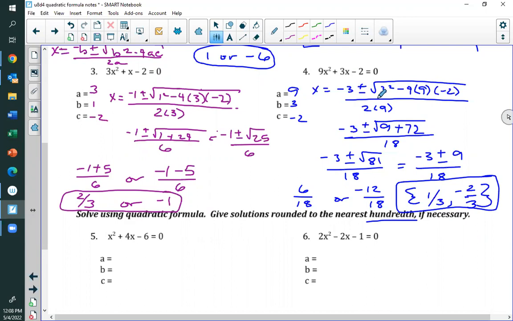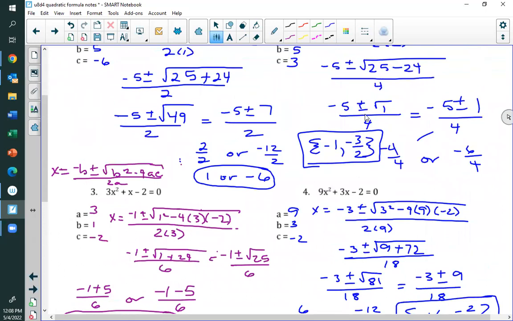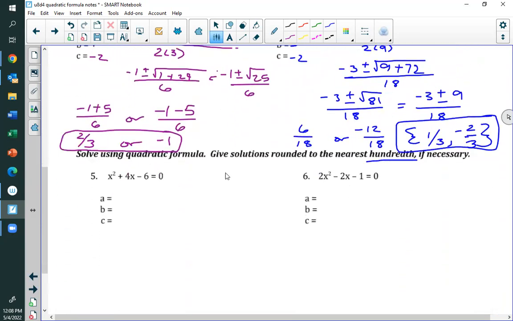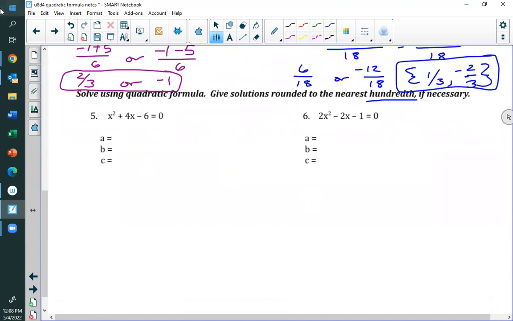All right, so number 4, is anybody still working on number 4? Okay, good. So check your answers for number 4. You should have gotten 1/3 and -2/3 as your answer for number 4. So as we did the first 4 problems, each one ended up as an integer or a fraction. So when we move down here to numbers 5 and 6, we are not going to be so lucky. Okay, so watch what happens with numbers 5 and 6.